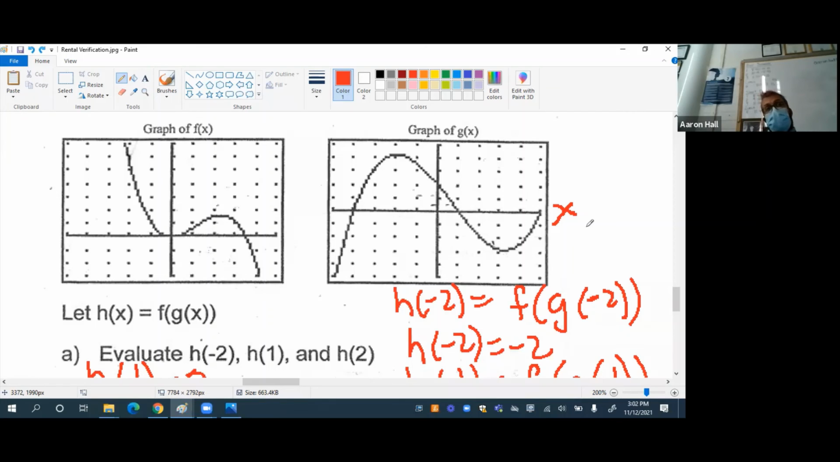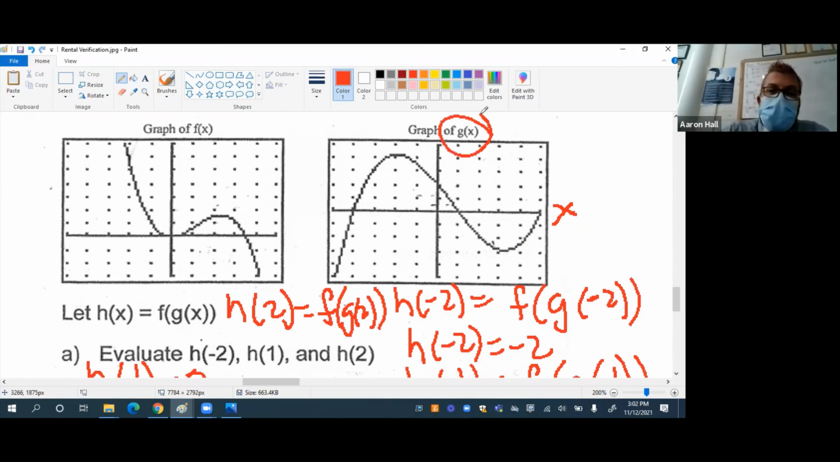Sasha, what'd you get? Yeah, that's what I got as well. I got 6. Yep. So if I'm trying to find h of 2, that's the same thing as f of g of 2. And so I'm going to do the innermost function first, g of 2. So here's my g function. I'm going to move over on the x-axis twice, 1, 2. And my graph is down here, 1, 2 right here. So it looks like negative 2.